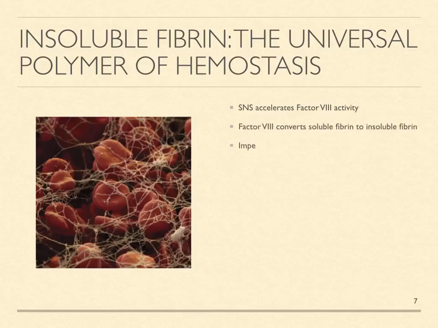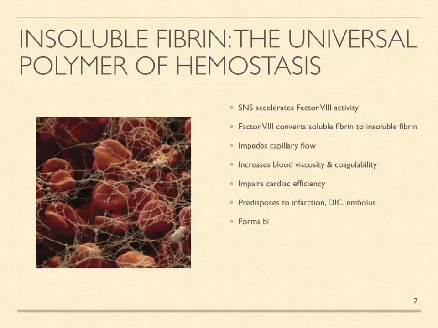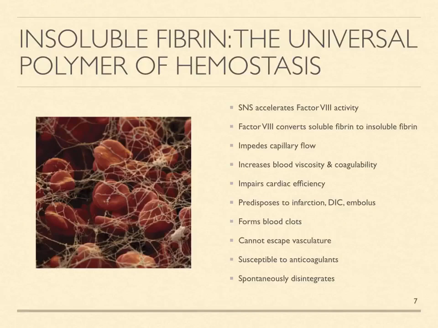I call insoluble fibrin the universal polymer of hemostasis. Nervous activity accelerates factor VIII activity that converts two-dimensional soluble fibrin to three-dimensional insoluble fibrin monomers that spontaneously polymerize into strands that reduce capillary flow, increase blood viscosity and coagulability, impair cardiac efficiency, predispose to infarction, and entangle platelets and red cells into clots.